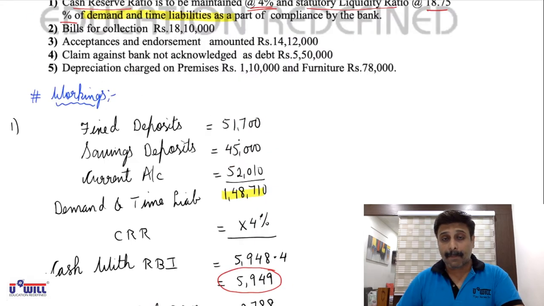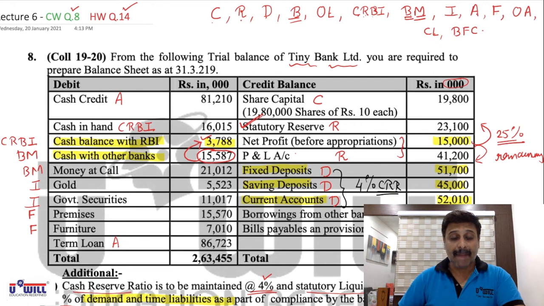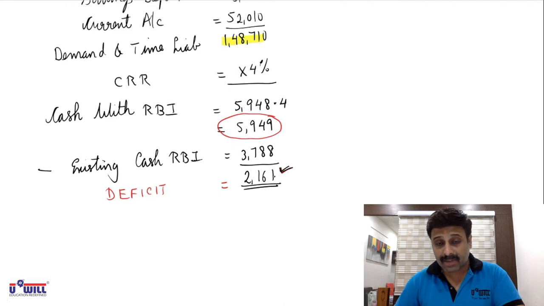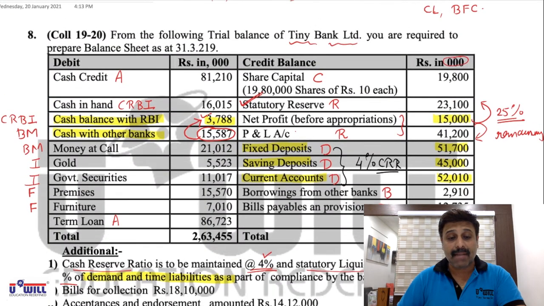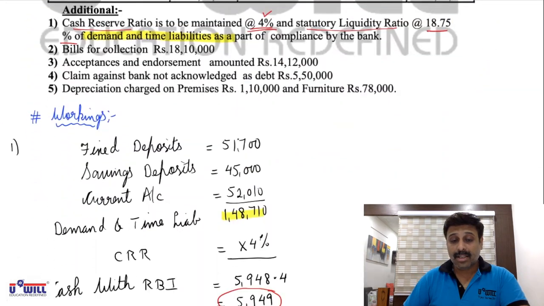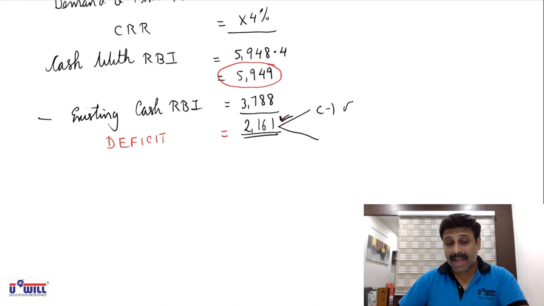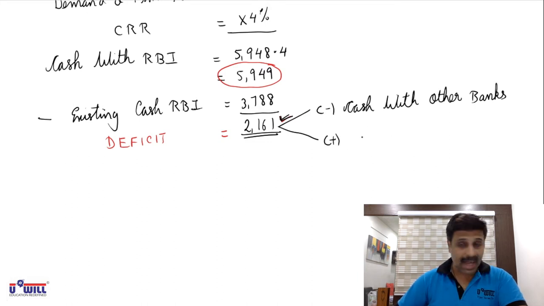So what will the tiny bank do over here? From the bank balance which they have with other banks, 15,587, they will withdraw 2,161 and they will deposit that amount with RBI. So 4% CRR clause will be automatically maintained. So what are we required to do in final accounts? We are required to give two effects of this. You minus this from bank balance with other banks. That means cash with other banks. Okay, you subtract it from cash with other banks. And second effect, what you do is you add it in cash with RBI.